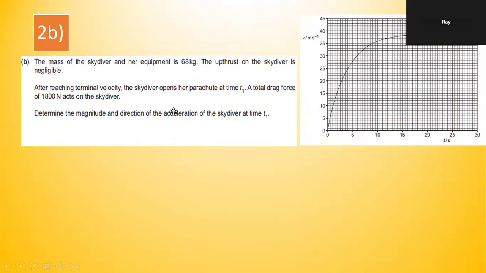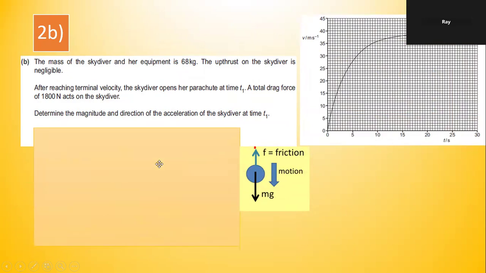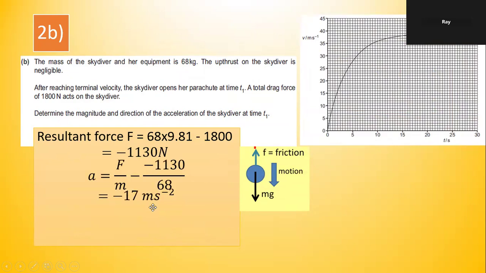Determine the magnitude and direction of the acceleration of the sky diver at T1. Right? Motion going down, mg is going down, air resistance in the opposite direction. Okay, can? Yes.